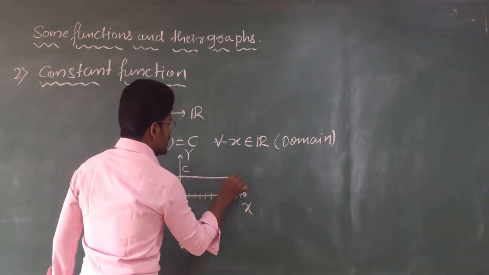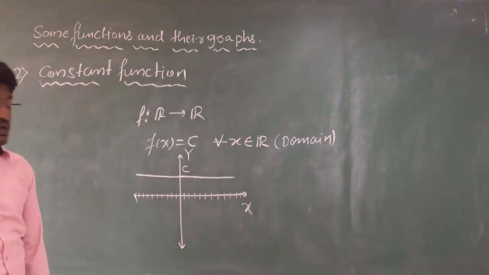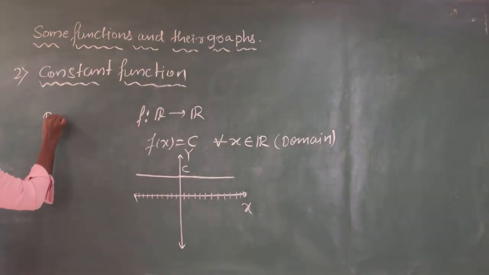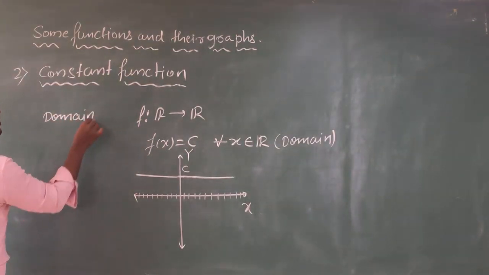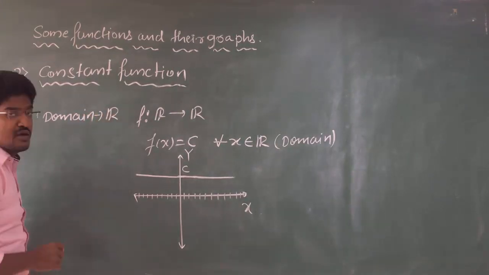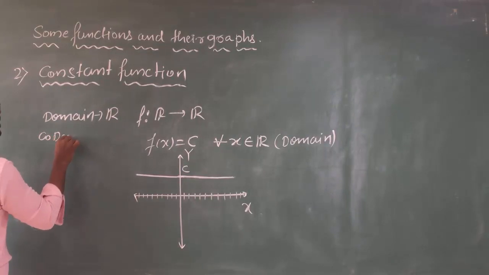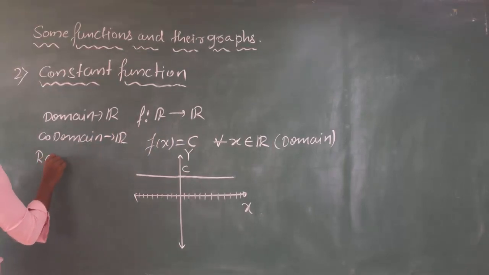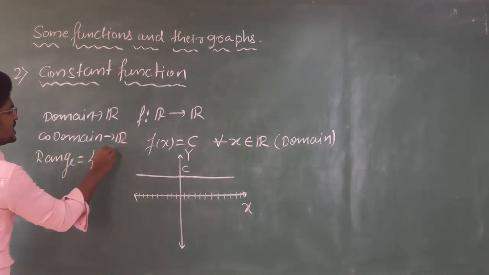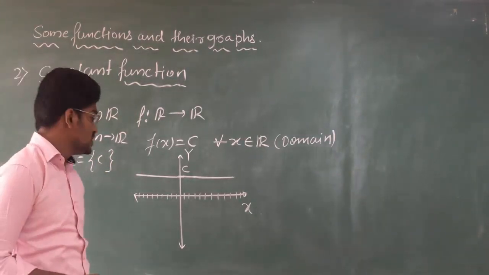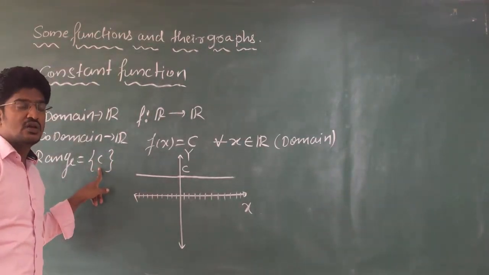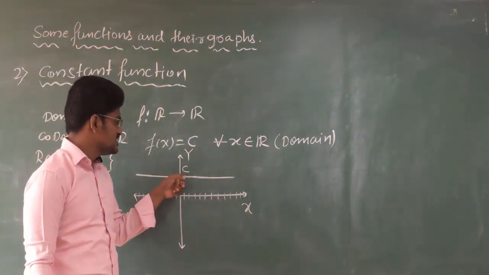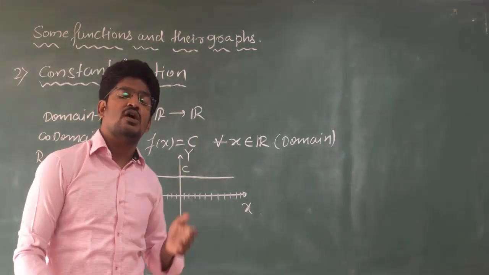This type of function is called as what? Constant function. See here, domain is R, that is real number set. Codomain is also real number set, but range is equal to singleton set C. Are you clear? Because from y-axis only one number you are going to get, that is C. You can't get any other number on the graph.